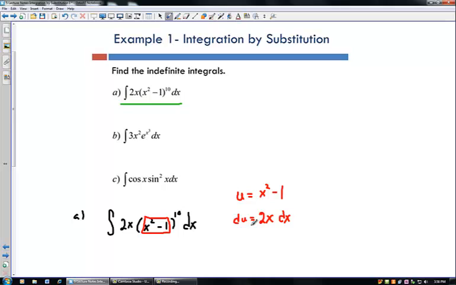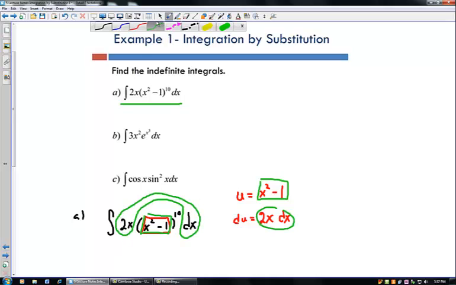Okay, so once we've made our u and we found our du, the idea is to substitute back in. That's why this is called integration by substitution. The way you substitute back in, let me use a different color. So let's use green here. So here's my u. And so I'm going to let that be u. And then this 2x dx is going to be plugged in right here for this 2x dx.